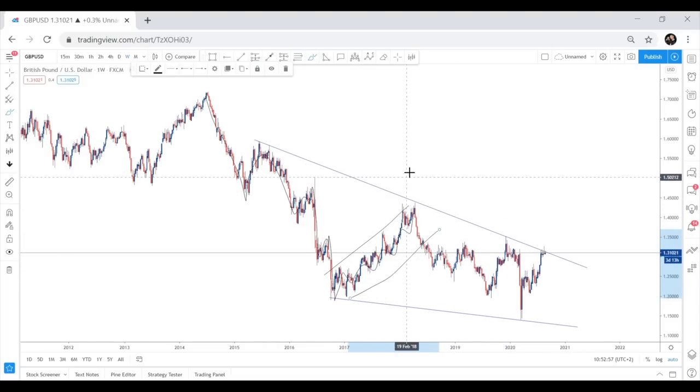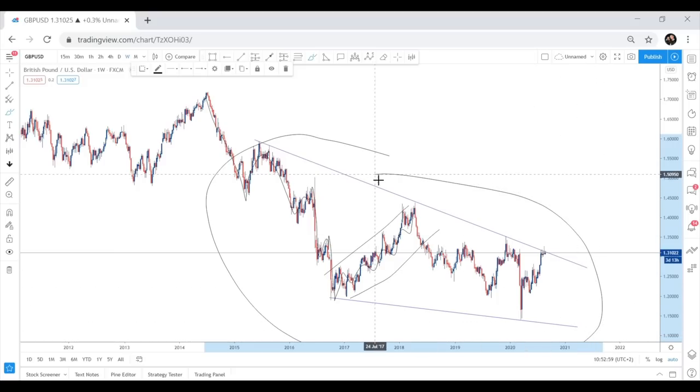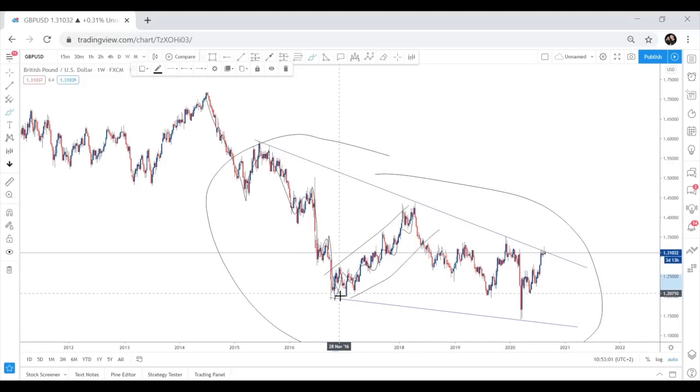This was an overall pattern, but we also have the inner structures, which are the inside patterns we experienced. Now we had a push again, and this was an inner structure. We had a push again, and this was also an inner structure. We had a push, inner structure, a push again, inner structure.